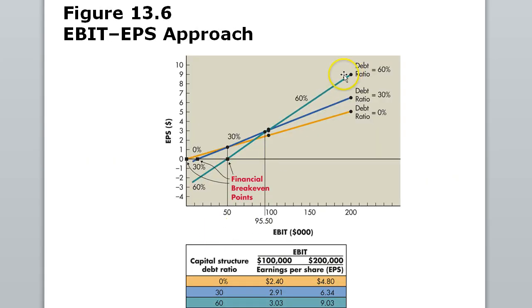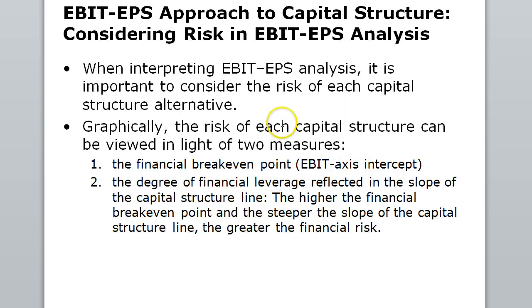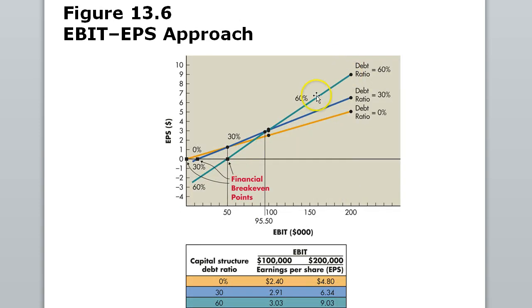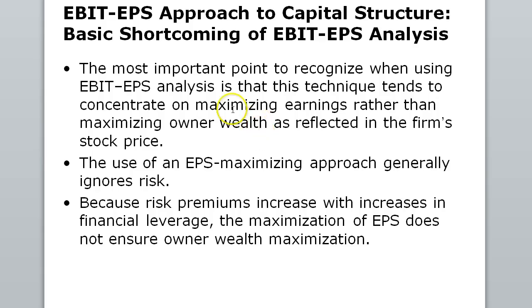So the 60% level has the steepest slope of the three. This would be the most risky compared to these, which have much smaller slopes, the rise over the run. So that'd be just another way of looking at it.